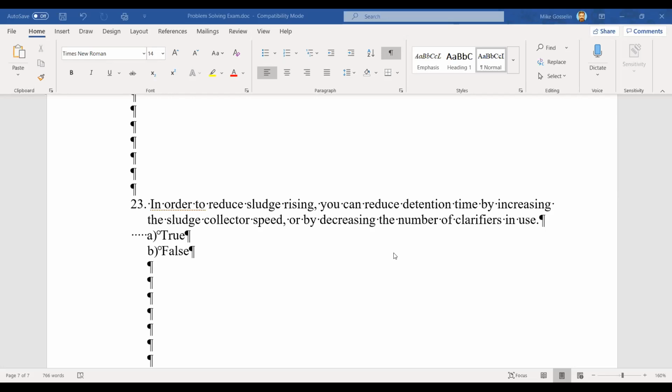Let me think about how to explain this. So what the question is saying, I'm going to read the question again, then we'll just go through it. In order to reduce sludge rising, you can reduce detention time by increasing the sludge collector speed or by decreasing the number of clarifiers in use. So it's asking you, although it has sludge rising and what the end result is that you're trying to deal with, the question is actually, you can reduce detention time by doing what?